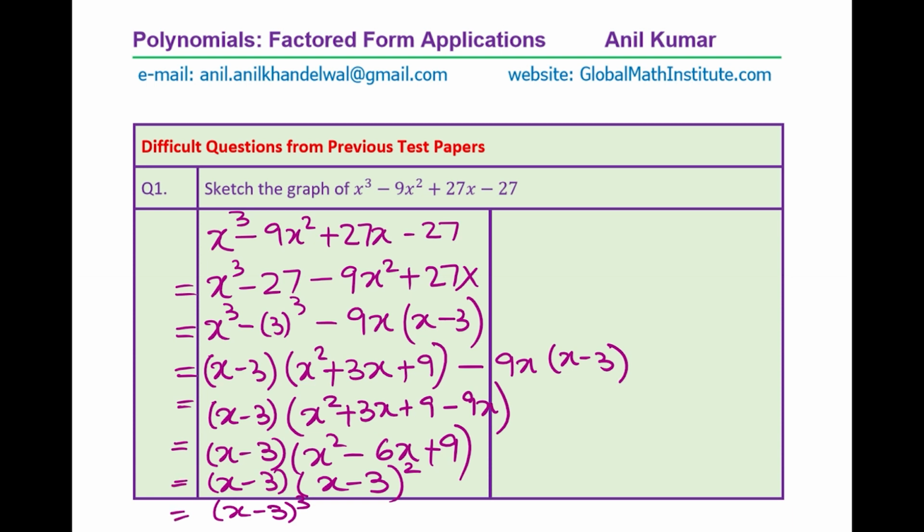So let me rewrite this. Let's say this is the function f of x. In that case, we can say f(x) is basically equal to x minus 3 whole cube, correct? Now it is easy to sketch the graph. Basically, it's a cubic function which has moved 3 units right. Perfect. So that is how we can sketch this particular graph. And if x is equal to 0, in that case, we get x minus 3 whole cube.